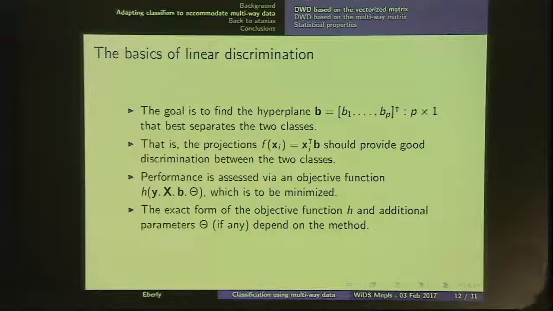So my goal is to find this coefficient vector B that defines the hyperplane that best separates the two classes. How do we do that? We have to set up an objective function, and that objective function has to be optimized in some way. And the exact form of the objective function h and any additional parameters it depends on, tuning parameters, penalty parameters, things like that, depend on which method we use.